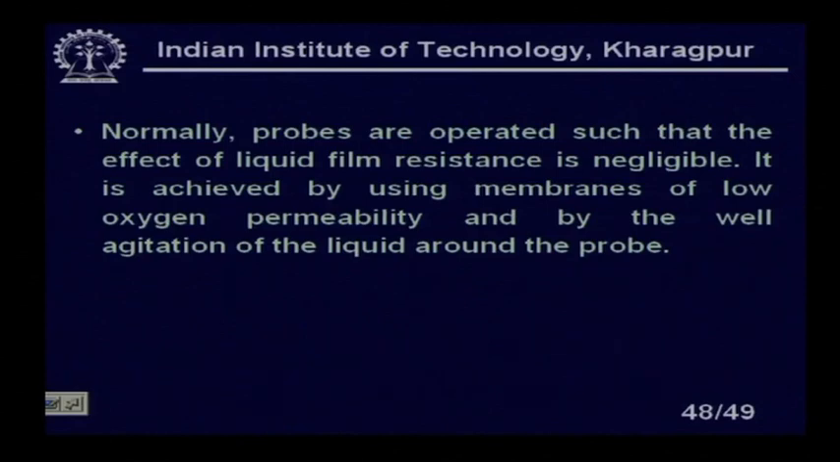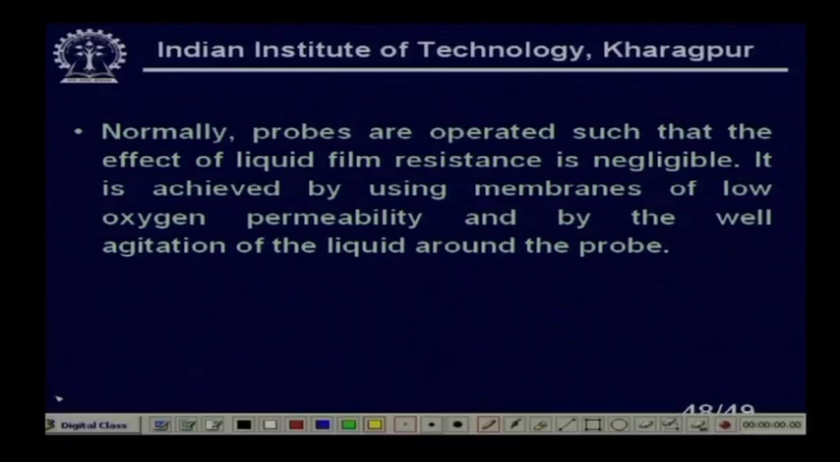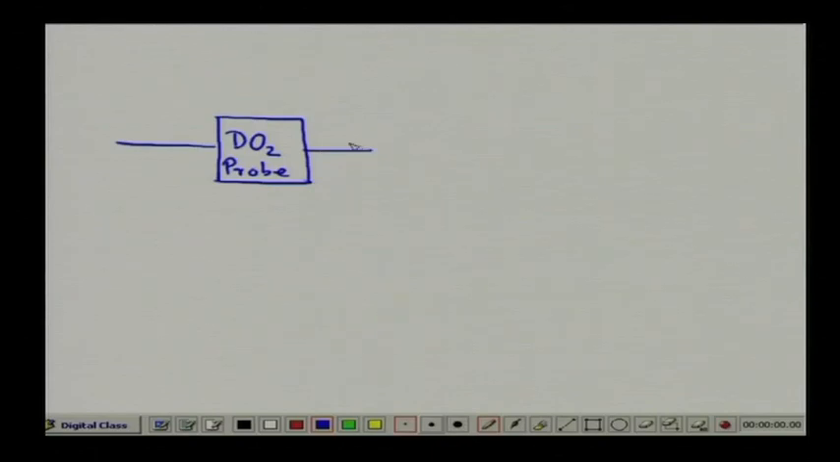In fact, at IIT Kharagpur we have developed a DO2 sensor. Now, if you look at the complete instrumentation diagram, it will look like this. I have a DO2 probe, okay. I am getting a current output Is, the steady state current. This current is converted by the current to voltage converter.